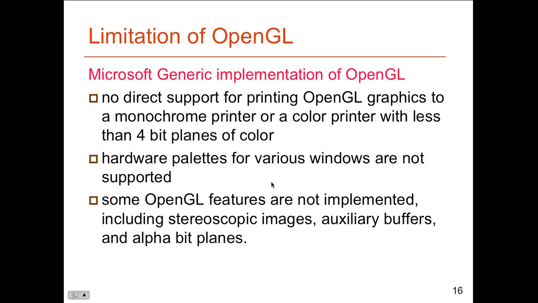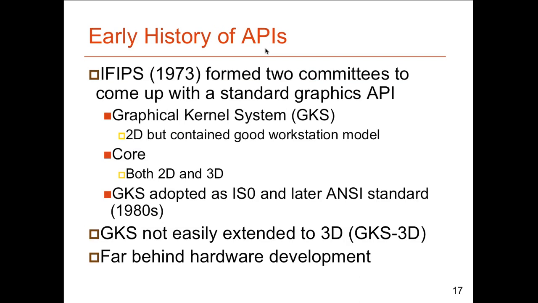Some of the features are not supported in some of the other implementations, including stereoscopic images. If you think about the concept of OpenGL, it's kind of like your different versions of C++. We've got GCC, G++, C++, C, Turbo C, Microsoft C. For every one of the C versions, we've got an OpenGL version that's similar in terms of concept. Early history of the APIs.